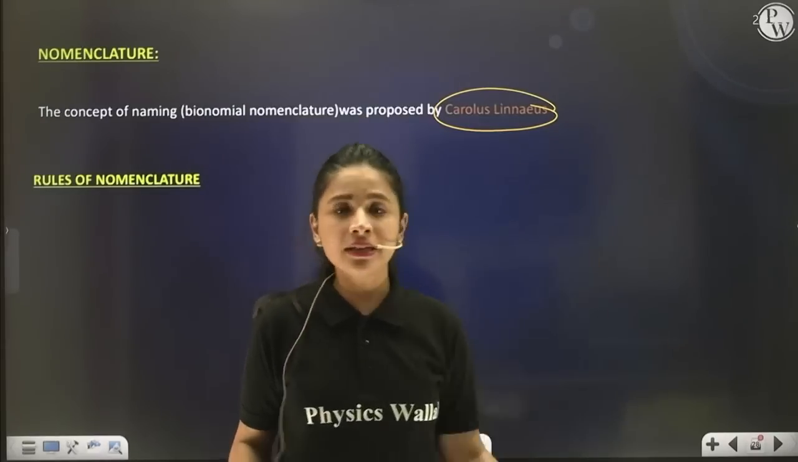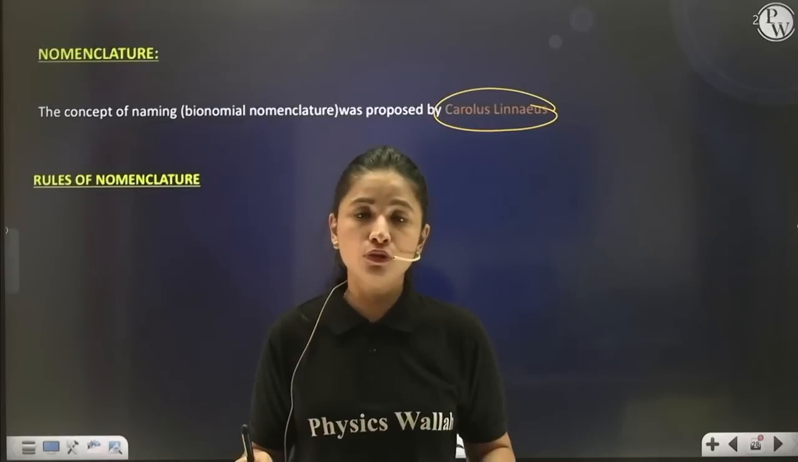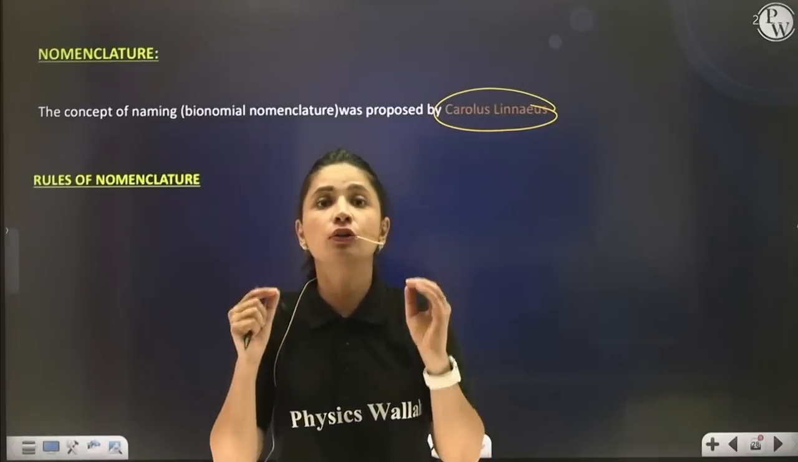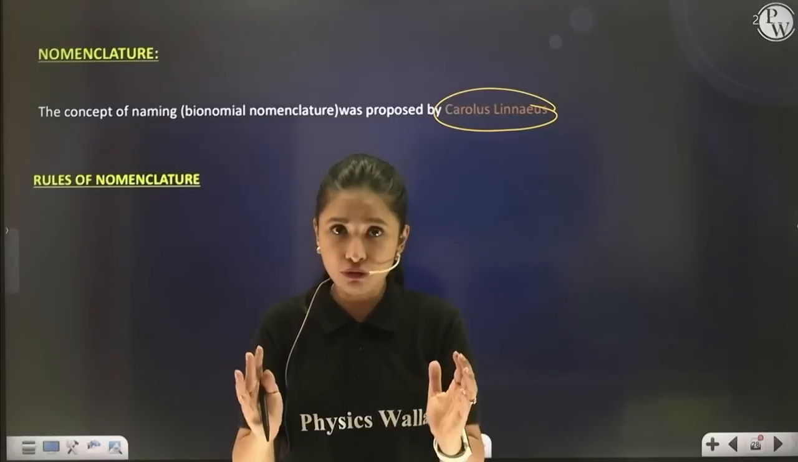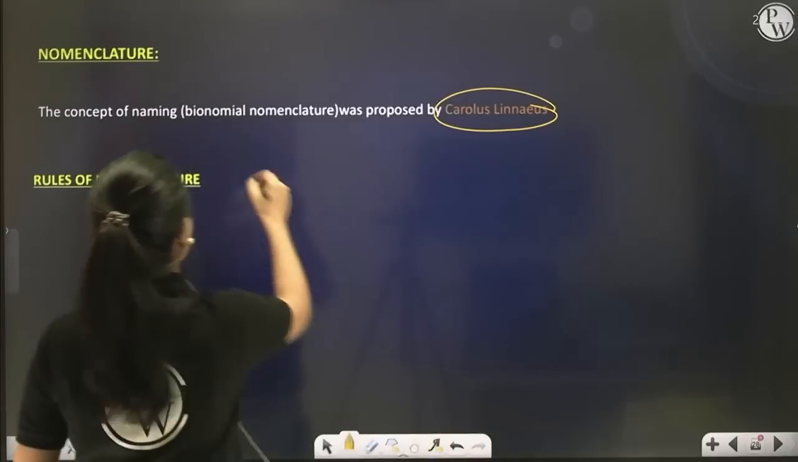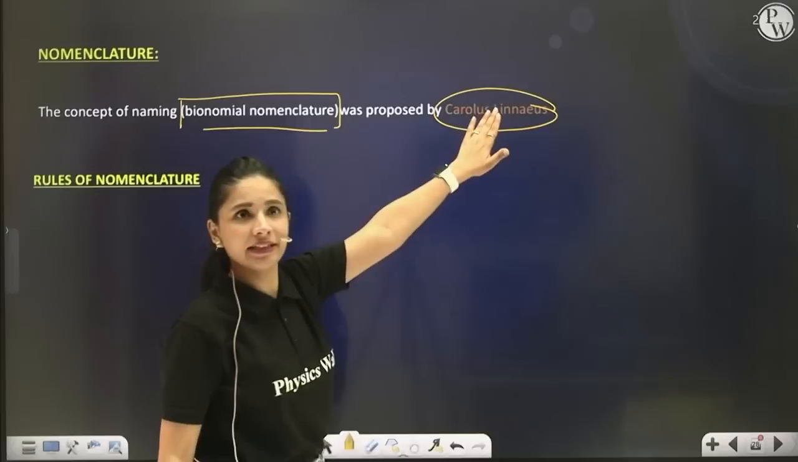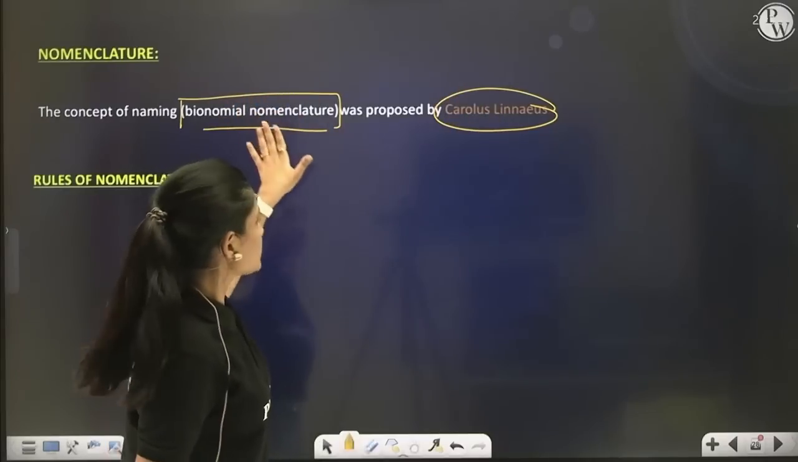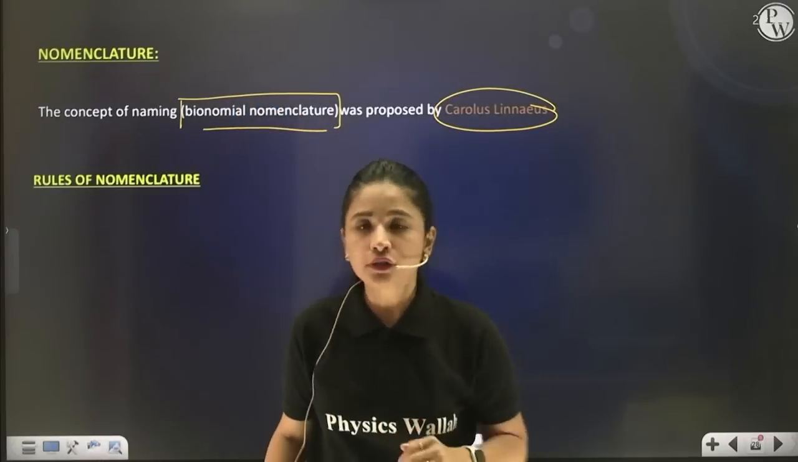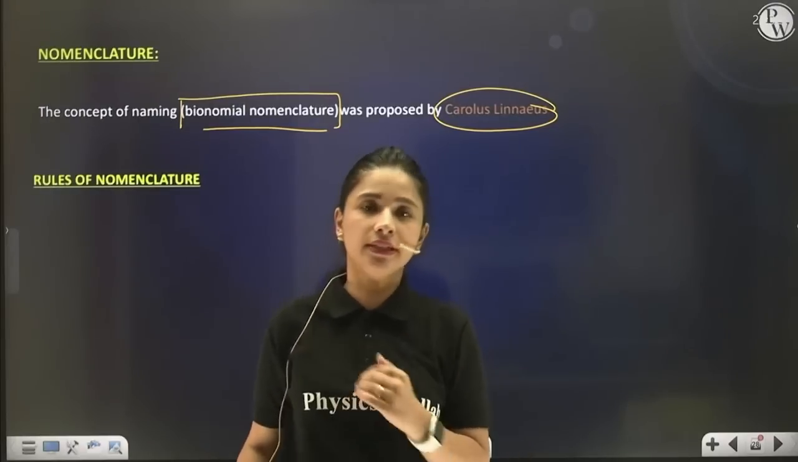So this Carolus Linnaeus was the one who actually proposed the best rules and regulations for nomenclature. And his rules are known as binomial nomenclature. So basically, Carolus Linnaeus proposed a set of rules for nomenclature called binomial nomenclature.